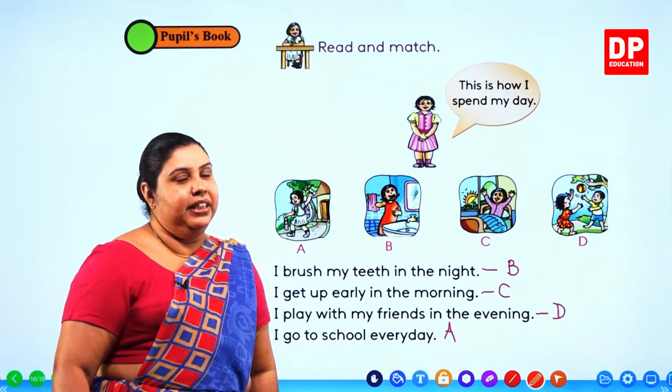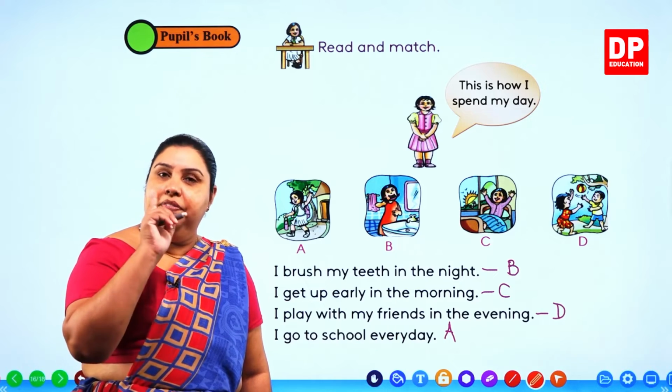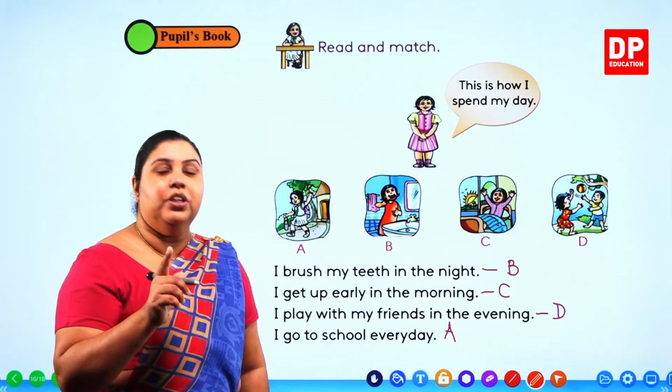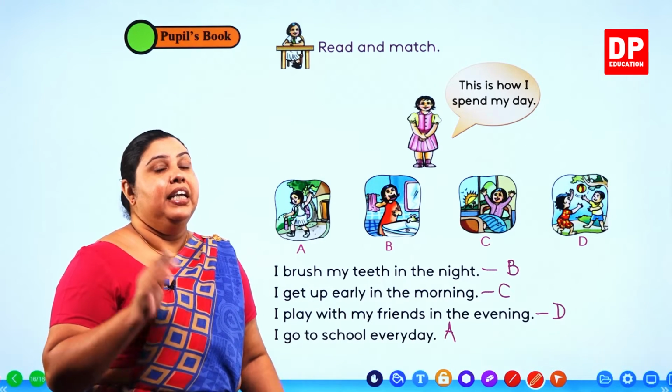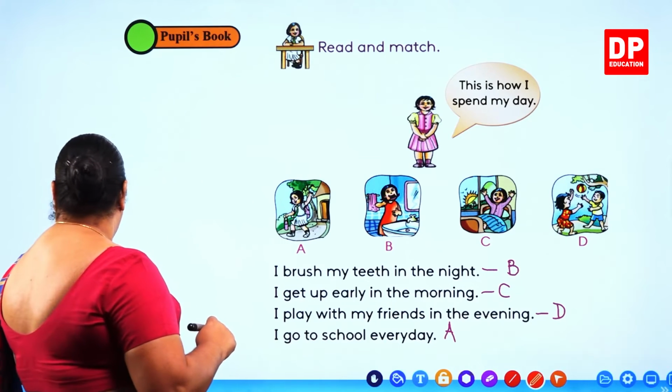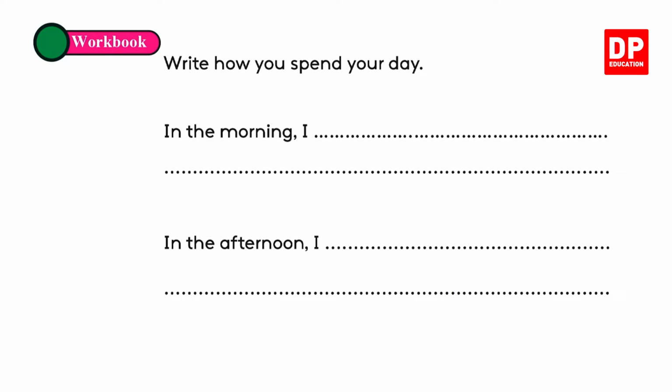So now I think it's time for us to go to our workbook. In your workbook, turn to the very first lesson in unit number 9. Let's start that. Write how you spend your day.